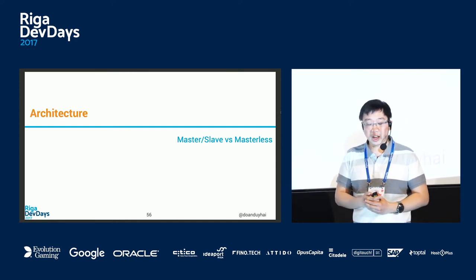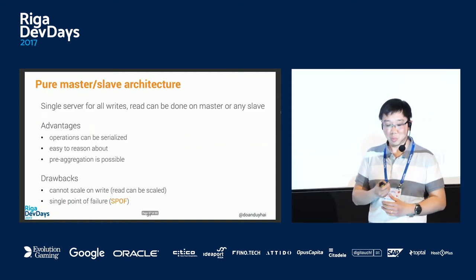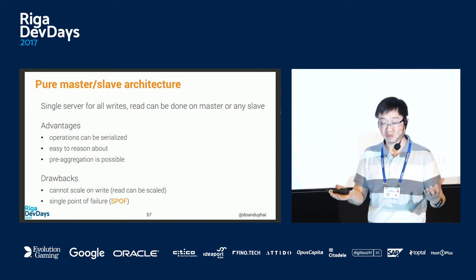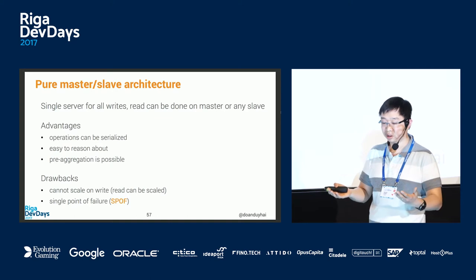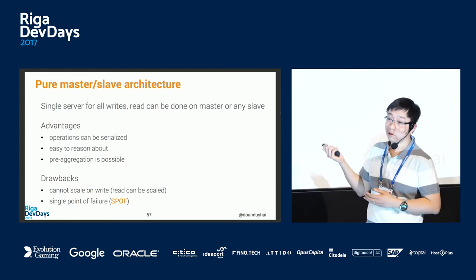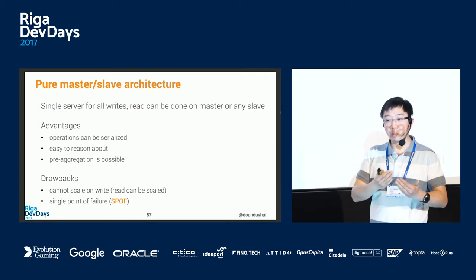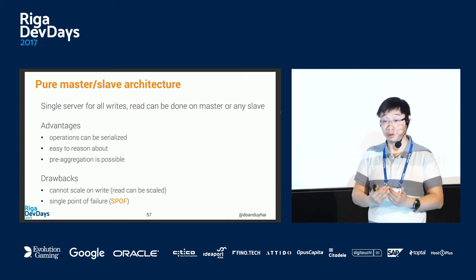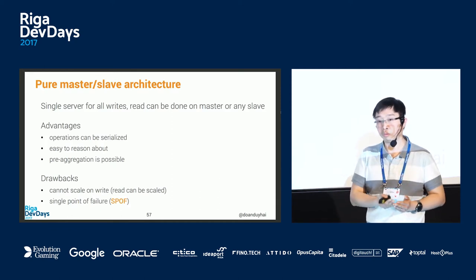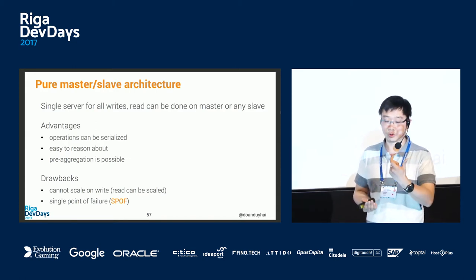Okay, so let's finish with the architecture. The last part, master-slave and masterless. So pure master-slave is very simple. You have a single server for all the writes in your system, and the read can be done on the master only or any slave, and then you lose consistency. The advantage of this solution is all the operations can be serialized and ordered. Remember my global ordering I talked about in the first part of my presentation. So global ordering is possible if you have a single master, of course.